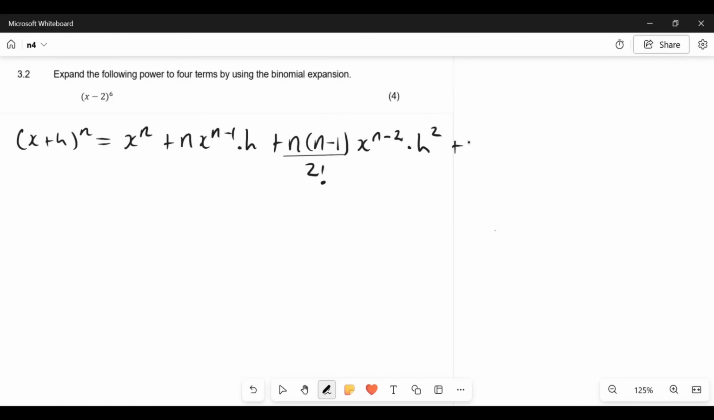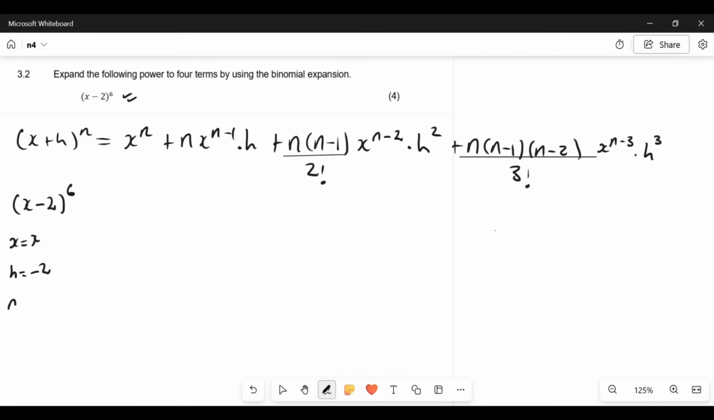Now the fourth term is going to be n multiplied by (n minus 1) multiplied by (n minus 2), all this divided by 3 factorial multiplied by x to the power of n minus 3 multiplied by h to the power of 3. Now, if you look at our question there, we have (x minus 2) to the power of 6 there. Now, we can say x is actually x, and then h is actually negative 2, and n is 6, the exponent there. All you have to do here, guys, is just substitute.